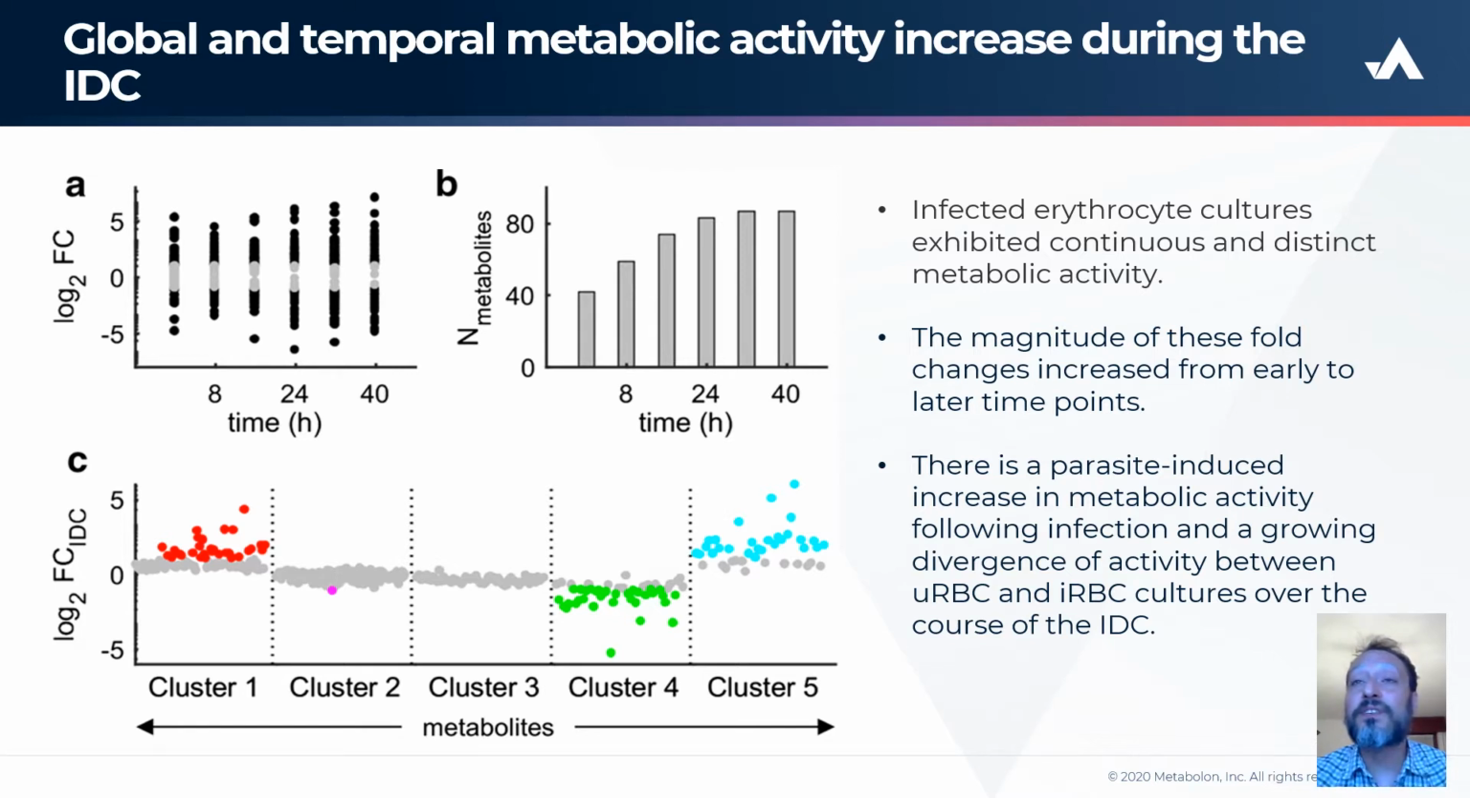Importantly, although the infected red blood cell cultures were less active in the early stages than in the later stages, they were not metabolically inactive. And in figure C, you can see the detailed fold change in average abundance of the metabolites from clusters 1 to 5.